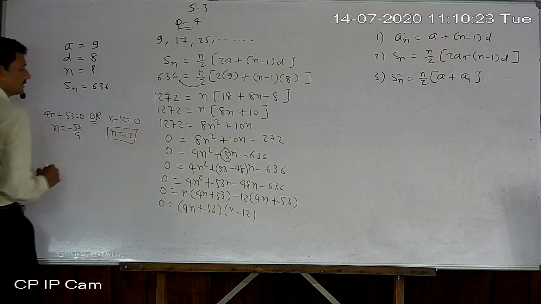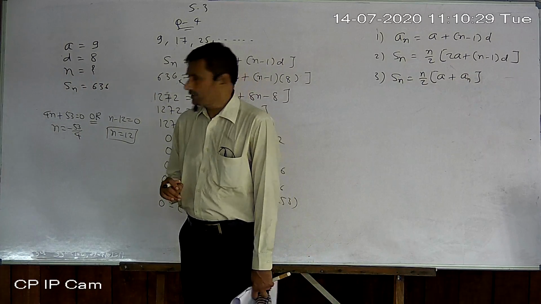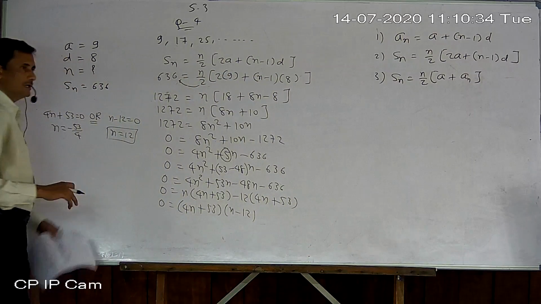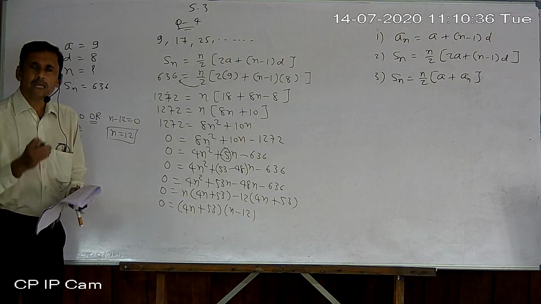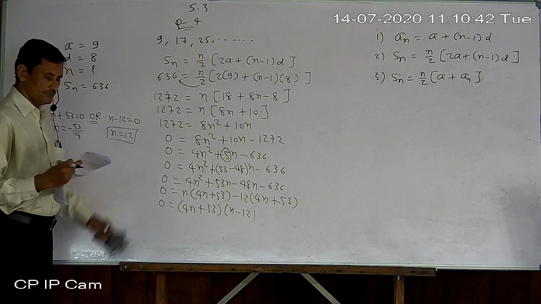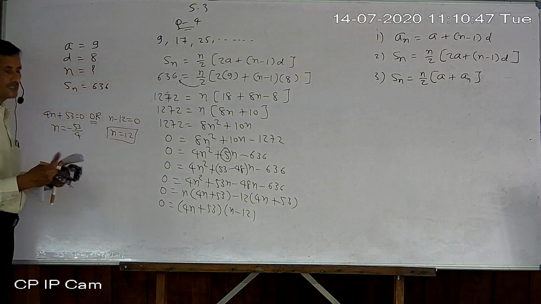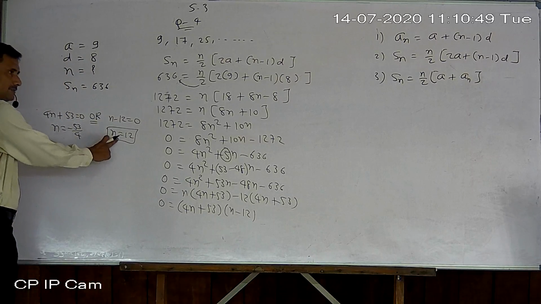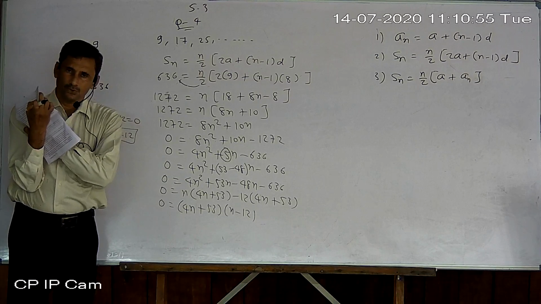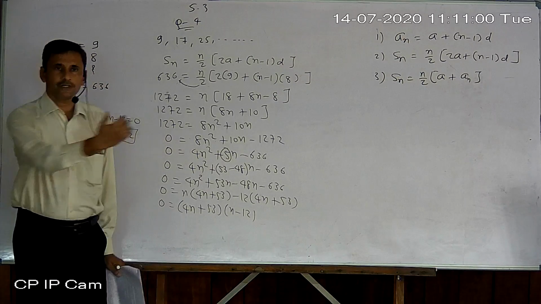But as I told yesterday, you have to take the value of n as a positive integer only. Never take negative or fraction. Okay, so n equal to 12. So at last, give your answer in a statement also. So how many terms? 12 terms must be taken to give a sum of 636. Just in the question's language only, you can give your answer.